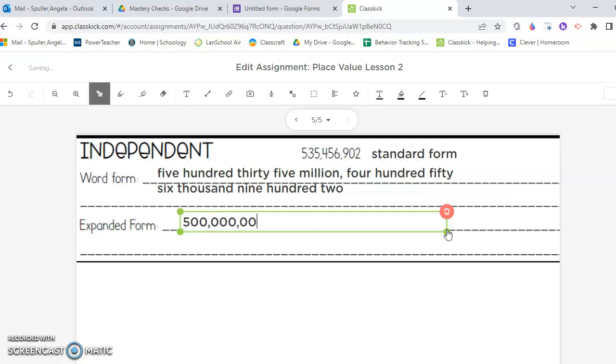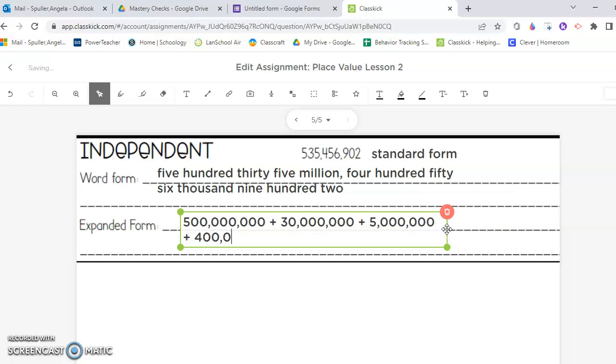To do it in expanded form, I'm going to say 500 million plus 30 million plus 5 million plus 400,000 plus 50,000 plus 6,000 plus 900. Remember, we don't say plus 0 plus 2. Because there's a 0 in the tens place, we leave it alone. We just say plus 2.